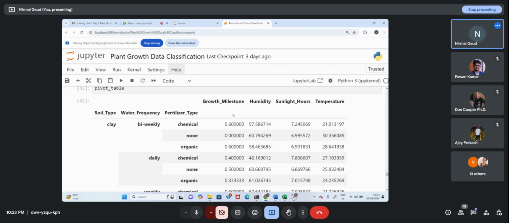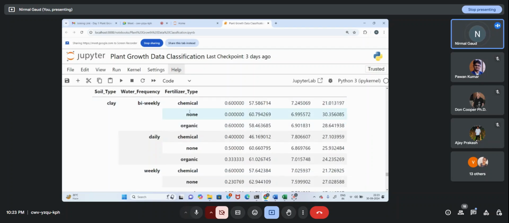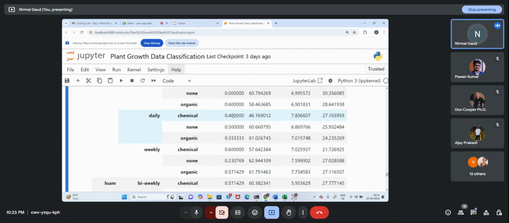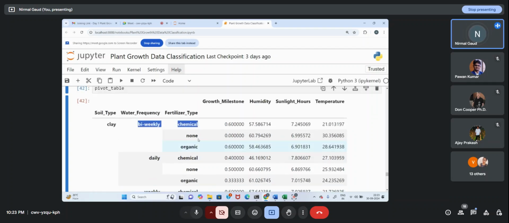Okay, fine. So here it is talking about how much clay is contributing on a daily basis, weekly basis for the growth, and what the mean values are for the humidity, sunlight, and the temperature. Okay, fine.